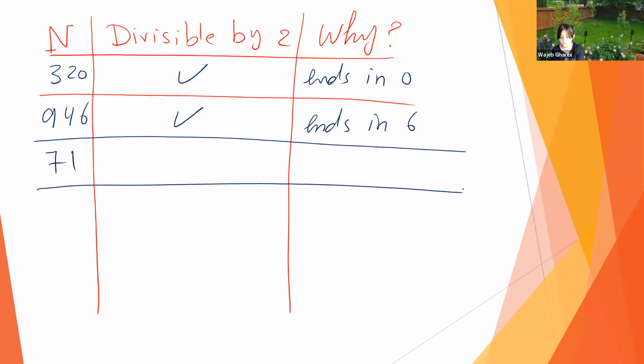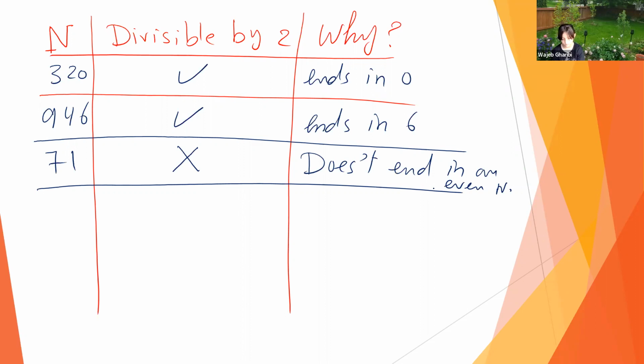71 is not divisible by 2 because it doesn't end in an even number. Got it, Maria. So nice. It does not end in an even number.